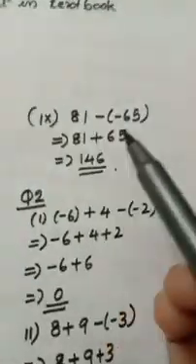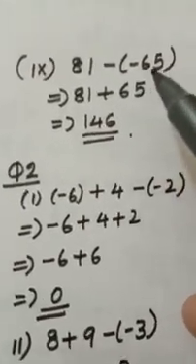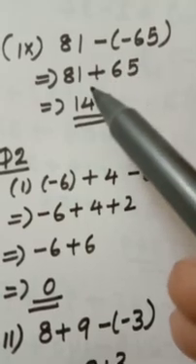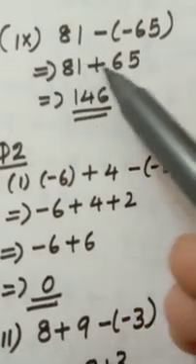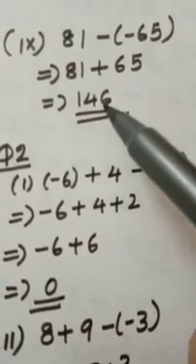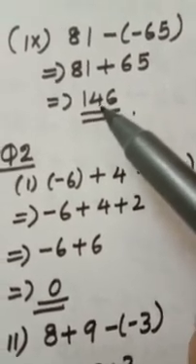Next, 81 minus minus 65. See, two signs coming together, same sign, so this will come positive. Positive, positive, same sign, you have to add it and put a common sign. Clear? Now question number 2.